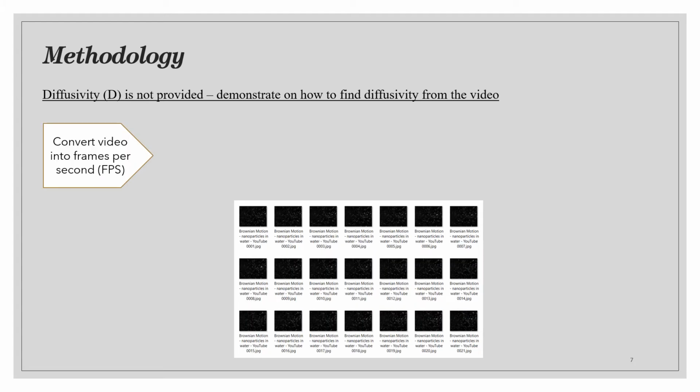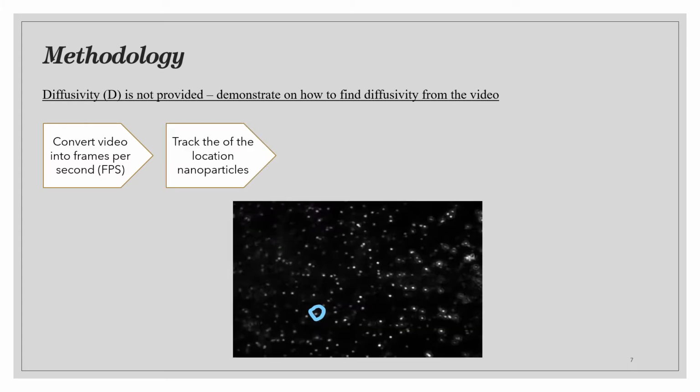Here comes the second condition. The diffusivity is not provided. This mainly focuses on demonstrating how to find diffusivity from the video. First, convert the video into frames per second. In my case, 1 second is converted into 30 frames. When the video is converted into frames per second, the location of the nanoparticles can be tracked easily.